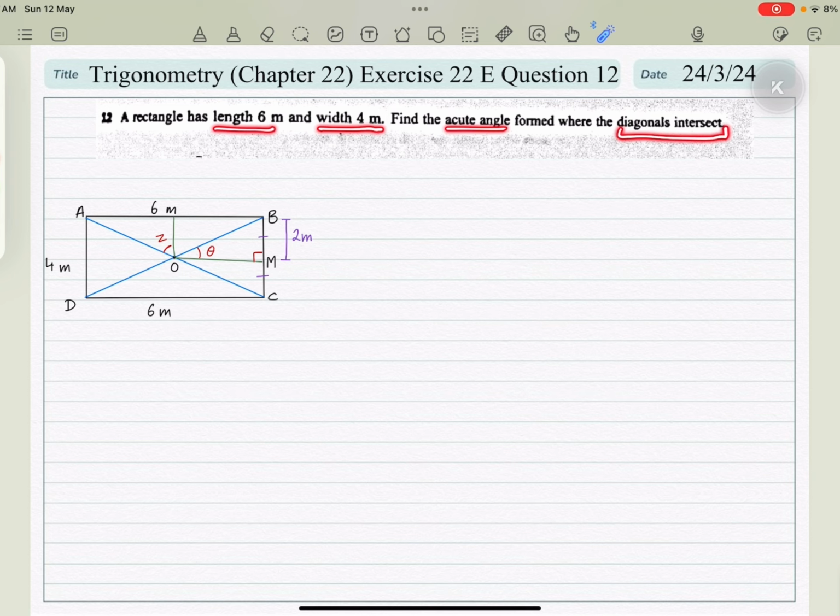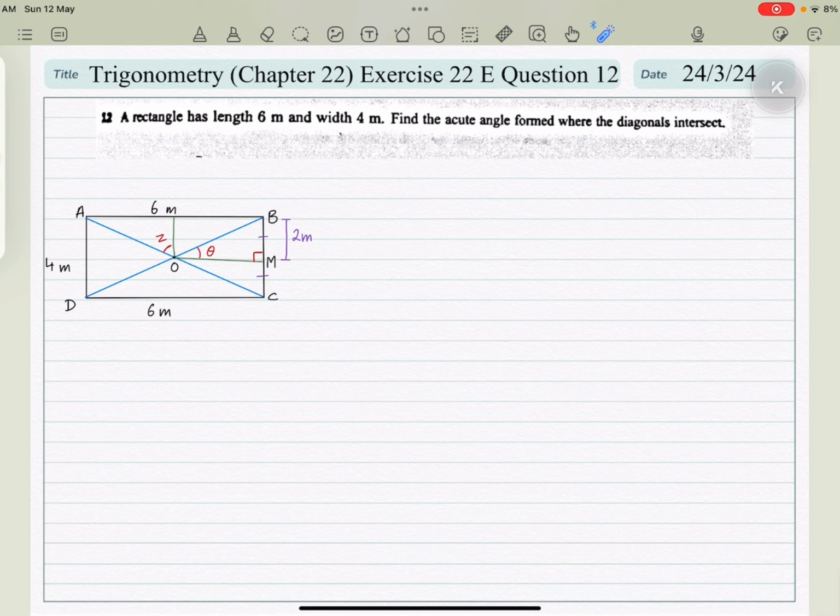So the basic concepts that you need to know before solving these questions are, firstly, that the opposite sides in a rectangle are equal to each other. So if this is 6 meters, this is also equal to 6 meters. Likewise, if this is 4, this is also equal to 4 meters.